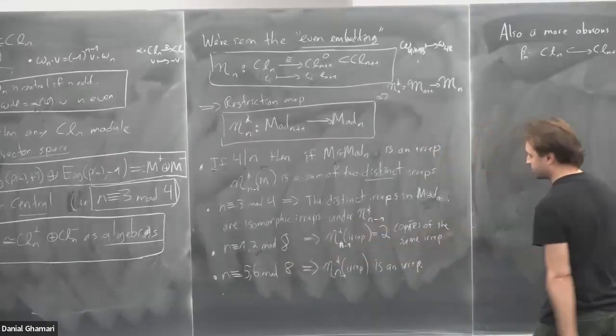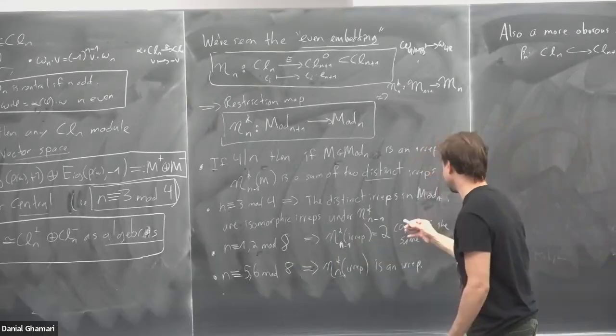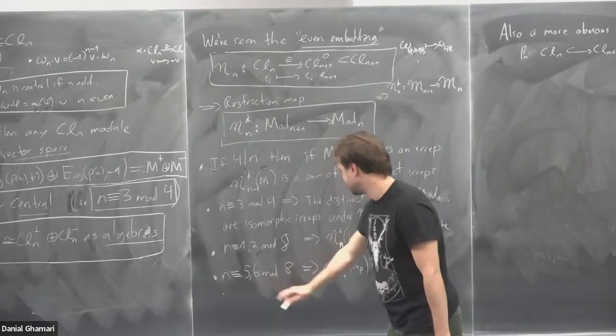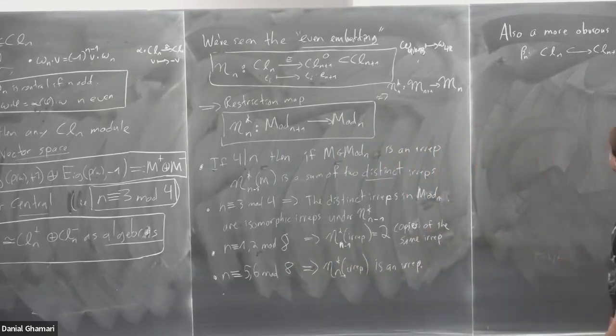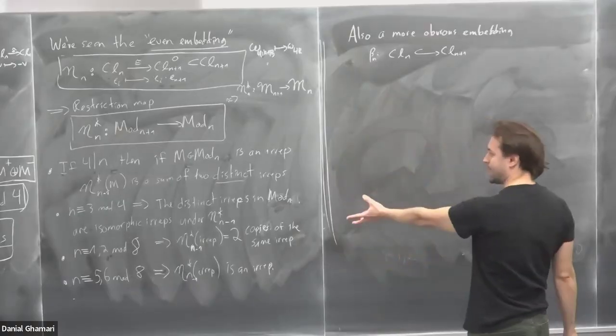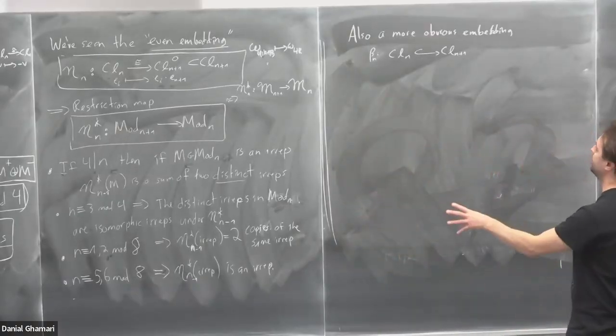When you pull back an irreducible representation, you get two copies of the same irreducible representation. And then finally, in the last two cases mod 8, your restriction pulls back irreducible to irreducible. So this is what we did up until now. This was what happens when you pull back representations via an even inclusion.